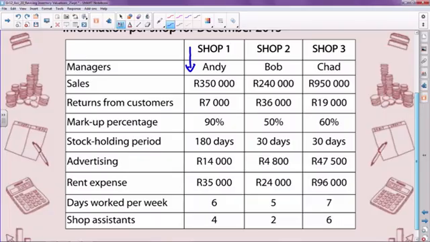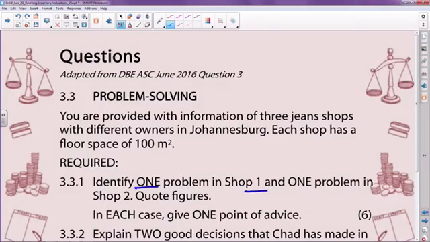I'm going to give you 2 minutes, 1 minute for shop number 1 to identify the problems, and 1 minute for shop number 2 to identify your problems. So again, this is problem solving. Look at the question and see what the possible problems are that these shops have. Remember, the question says identify one problem in shop number 1 and one problem in shop number 2, quote figures, and in each case, give 1 point of advice.